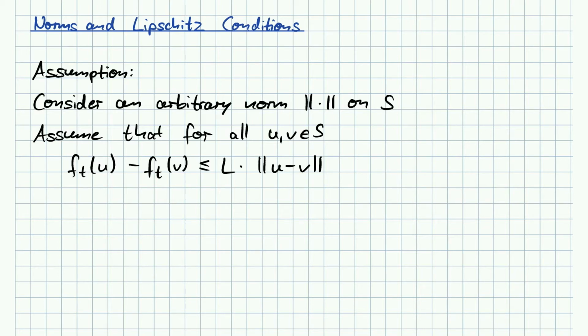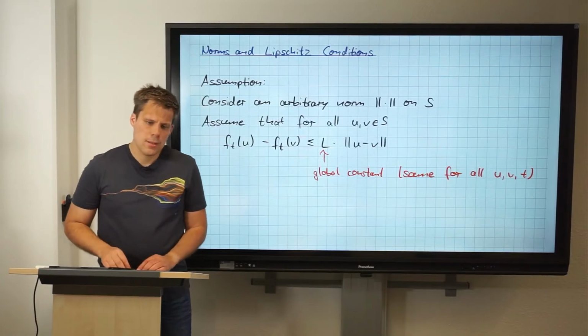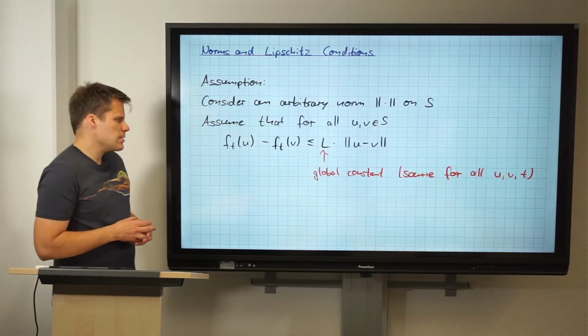And this L is just a global constant, so that we have the same L for all u, v, and t. So what does this mean?